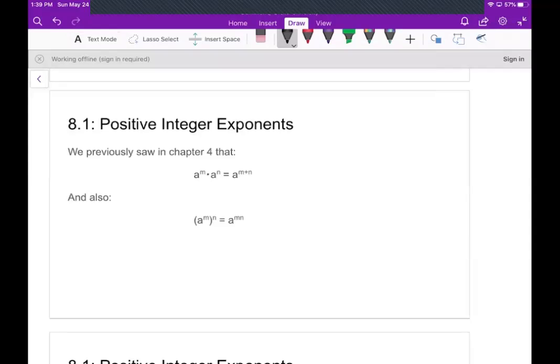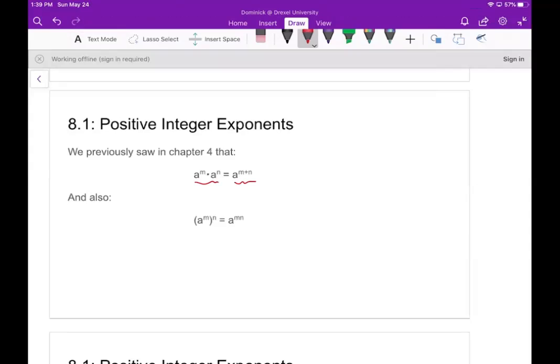Okay, guys, welcome. Today we're going to talk about positive integer exponents and the rules that are associated with them. One of the previous rules that we've already seen so far is that if you multiply two numbers with the same base, then we simply add their exponents.